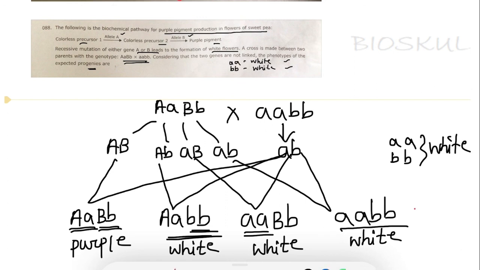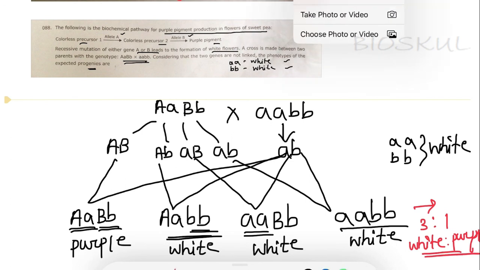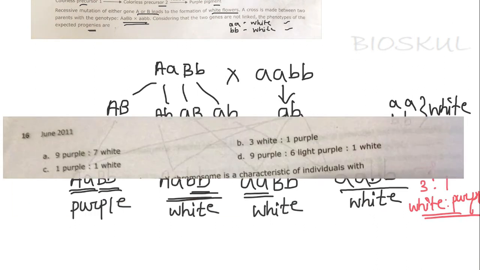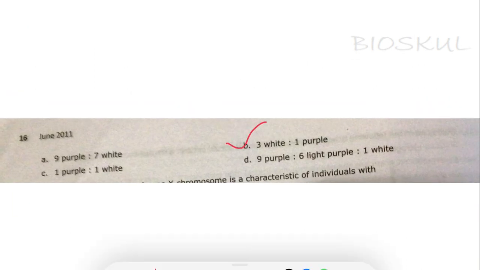So what is the ratio? The ratio is 3:1, 3 white and 1 purple. Okay, so we have solved the question. Now we'll look at the options and find out the correct answer. Option B, 3 white, 1 purple.